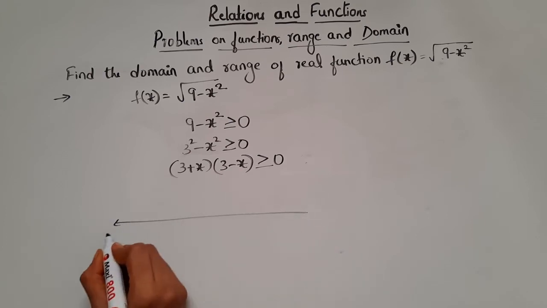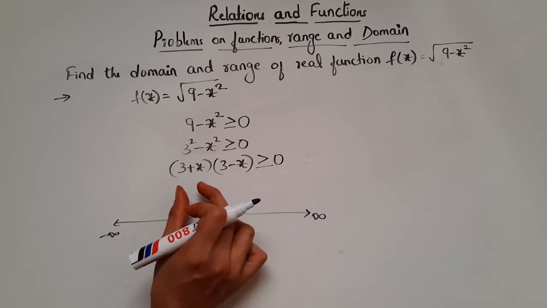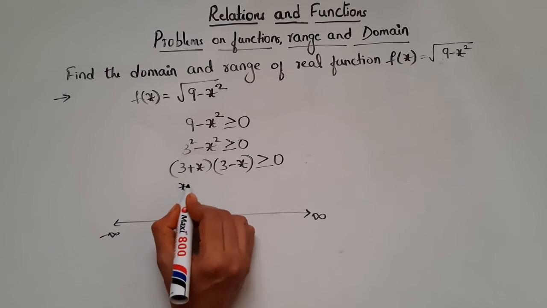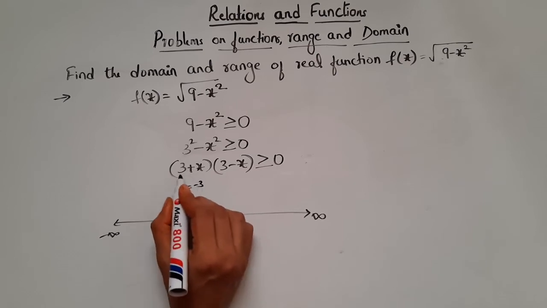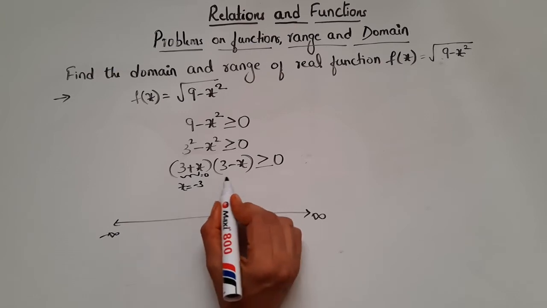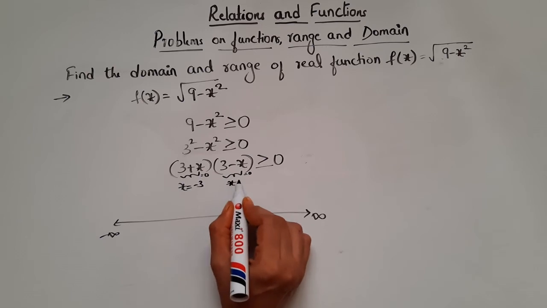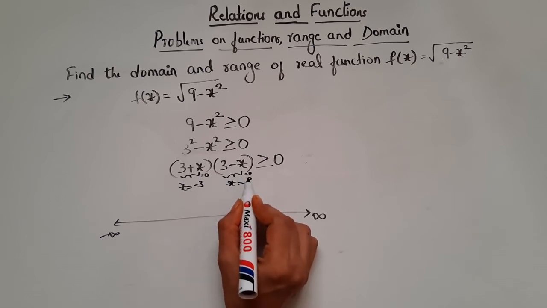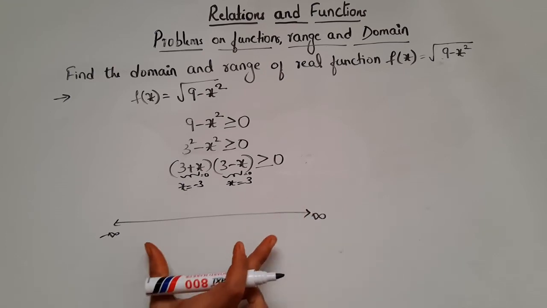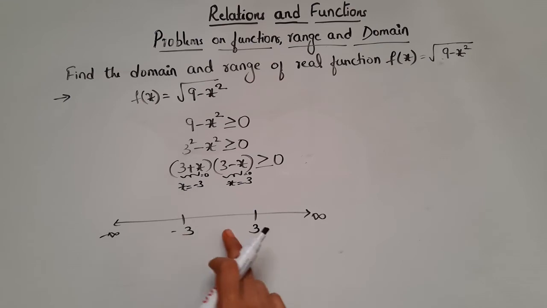So this is a number line, from minus infinity to infinity. For what value of x will this term be 0? For x is equal to minus 3, this term will be 0, right? Similarly, for what value of x is this term equal to 0? For x is equal to plus 3. Now we have to divide this number line at minus 3 and plus 3 into 3 intervals.